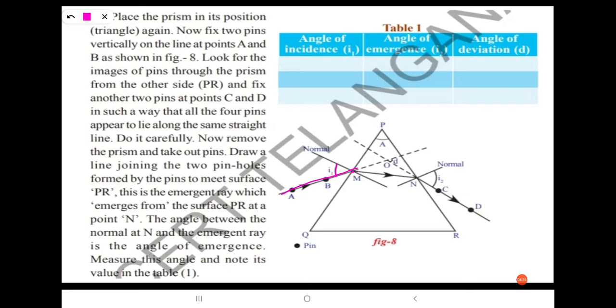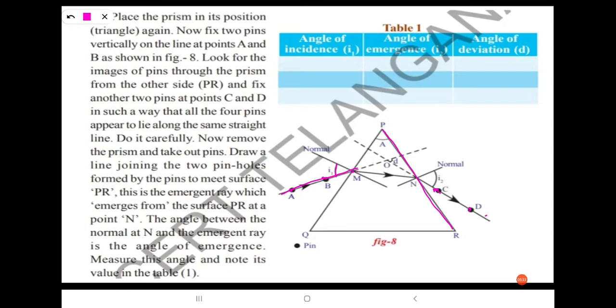Now fix 2 pins vertically on the line at points A and B. Okay, so here we have to mark 2 points on the incident ray. So there we have to fix 2 pins. Okay, we have to fix 2 pins here. Now look for the images of the pins through the prism from the other side, that is PR. Okay, and fix another 2 pins at points C and D in such a way that all the 4 pins appear to lie along the same straight line.